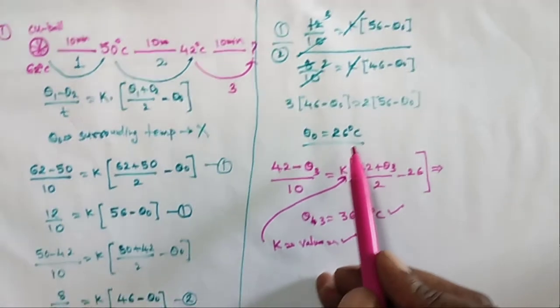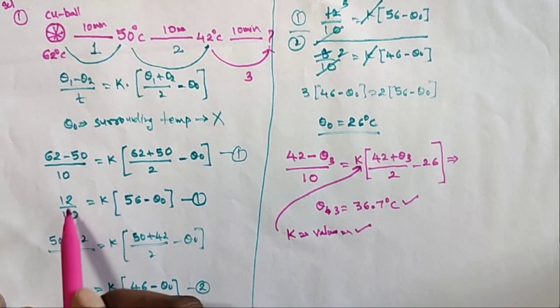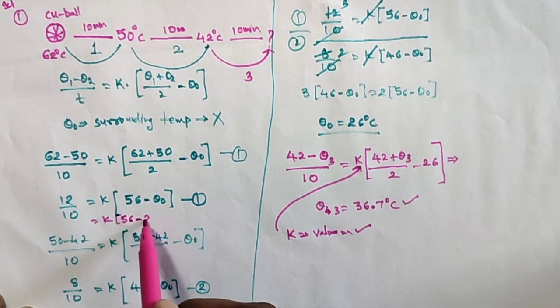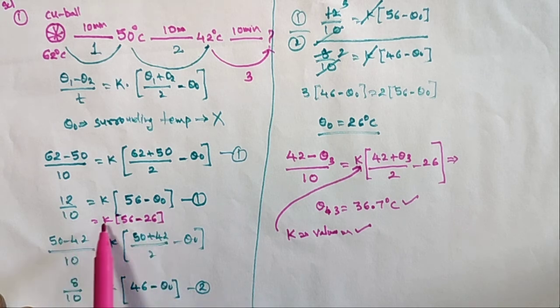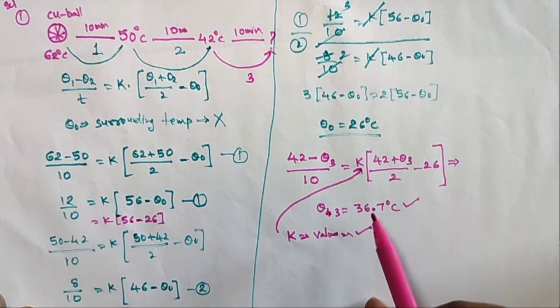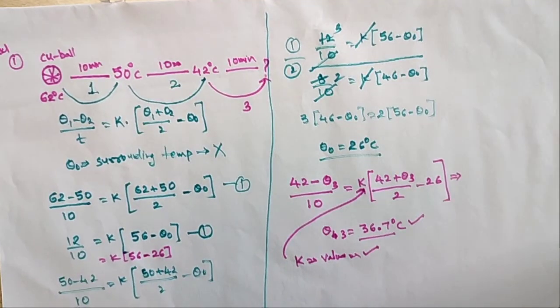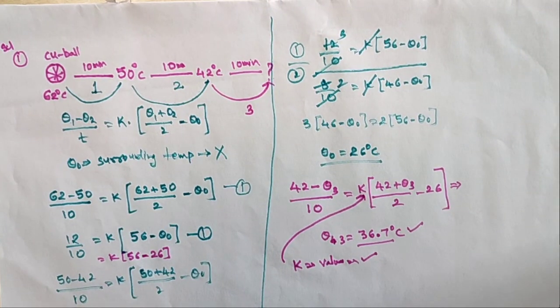What is theta naught? Here, 26. Just substitute. 12 by 10 is equal to k into (56 minus 26). Calculate k, get the value and substitute, finally 36.7 degrees. So this is one of the problems of Newton's law of cooling.